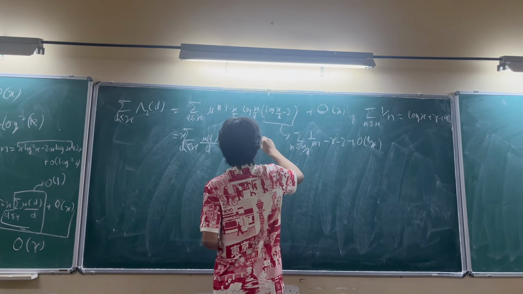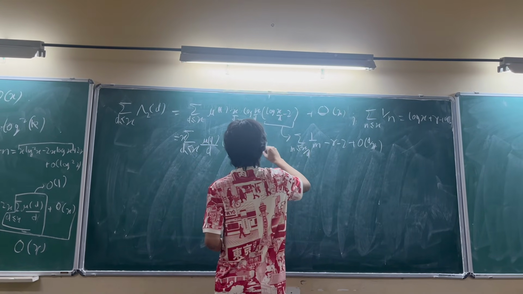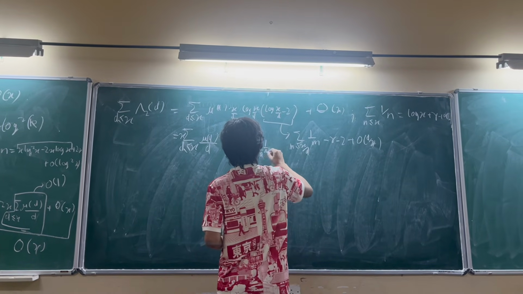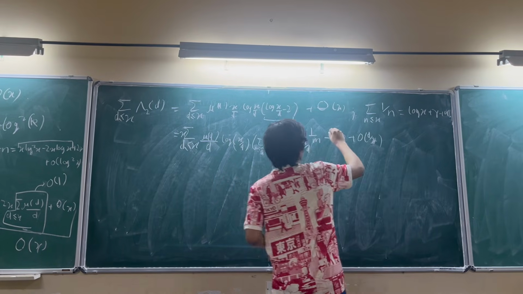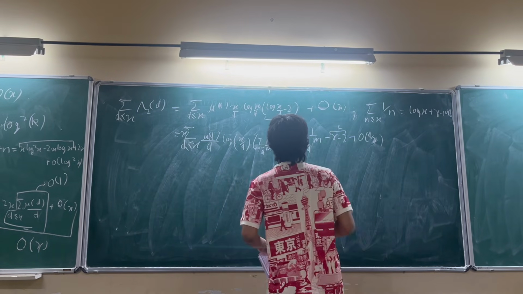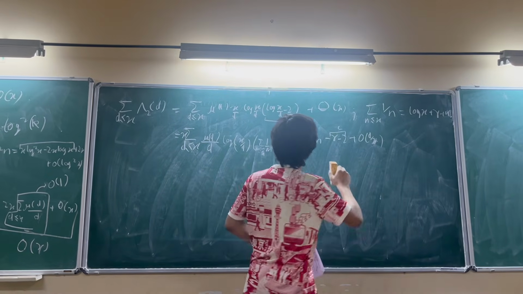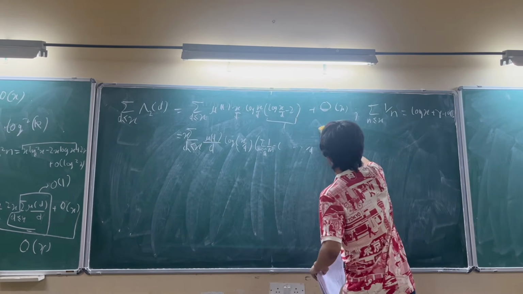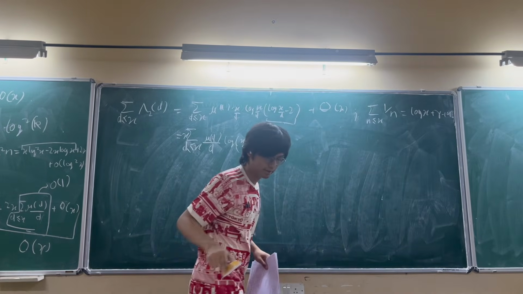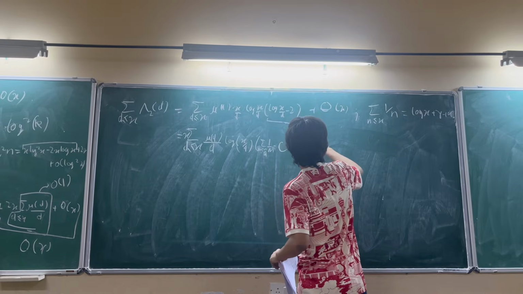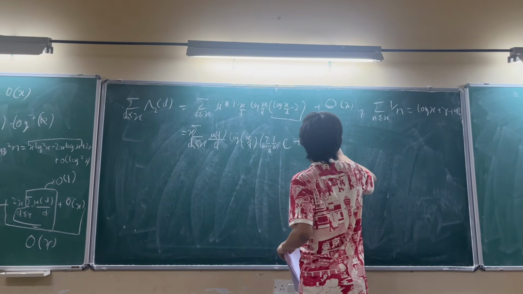times the summation of 1 by m, where m is less than or equal to x by d, minus, I am combining this and calling it c. It's not very clear, so I am just erasing this step here because it's obvious what I am doing in the second step. This is some constant c plus something of the order of d by x.